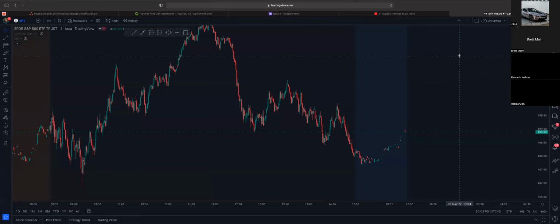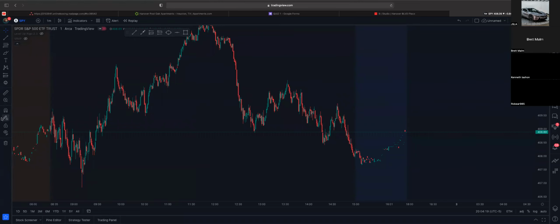So the pattern that we're going to go over right now is called the inverse head and shoulders. Put this in your notes, guys. An inverse head and shoulders is a bullish candlestick pattern, right? Put this in your notes. This is a bullish candlestick pattern. This candlestick pattern is commonly found after we have a sell-off, right? This is commonly found after a sell-off.